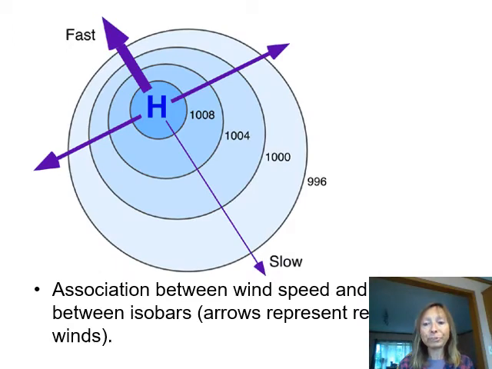This diagram illustrates the relationship between the pressure gradient and the speed of the wind. Take a look and tell me, what do you think? Where do you see the slowest wind and the fastest wind? And of course, the wind is always blowing from the high pressure to the low pressure.